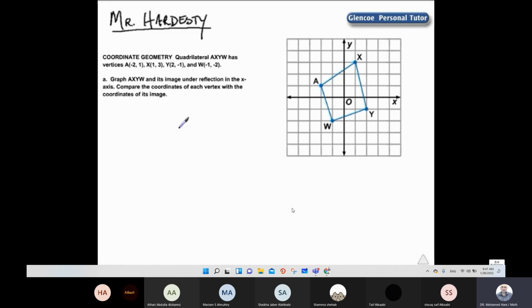AXYW is already graphed as a quadrilateral. To reflect it across the x-axis, all we have to do is change the y-coordinates to their opposites. That is to take the inverse. Point A is graphed at (-2, 1). We will graph its reflected point and call it A prime to represent the new point. Keep the x value the same. Take the inverse of the y value, so +1 becomes -1. And then we'll do the same for all of the coordinates of the quadrilateral.